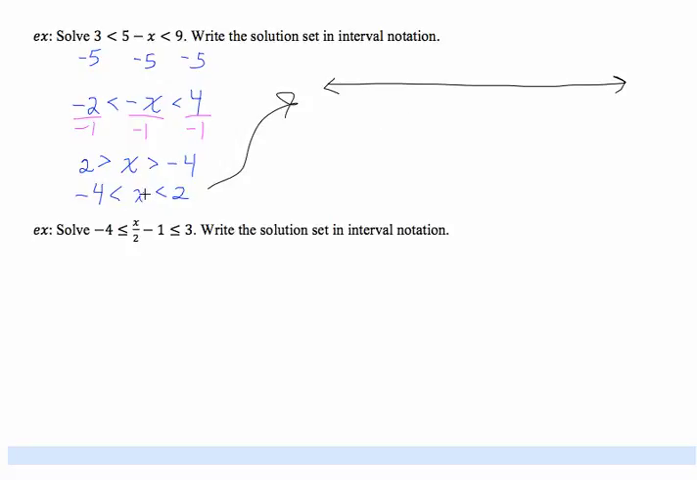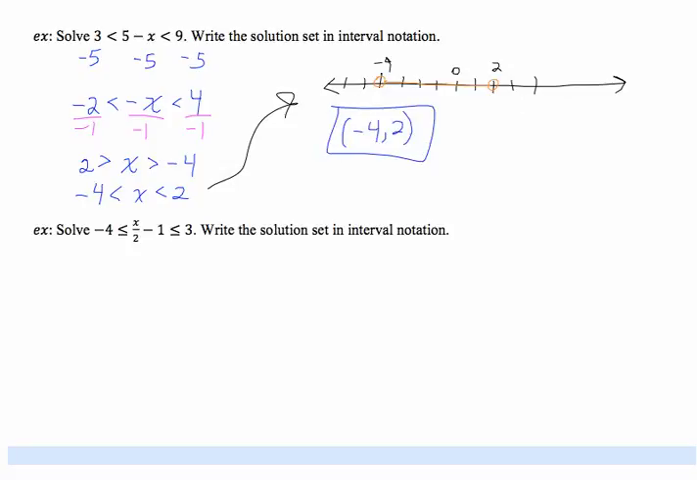Okay, so what this is saying is that's the set of all x greater than negative 4 and the set of x such that x is less than 2. So you have negative 4. That would be the set of numbers in between them, essentially. Okay, so in interval notation, that would go from negative 4 to 2.